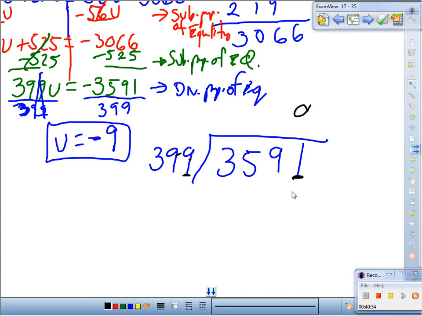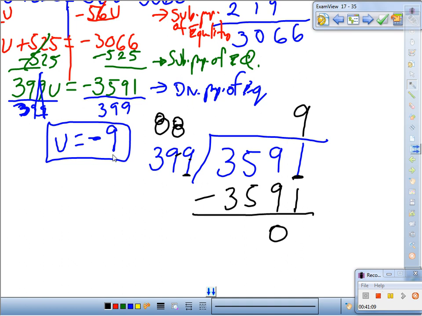What is 9 times 9? 81. I carry 8. 9 times 9, 81, plus 8, that's 89. I got 8 again. 3 times 9 is 27, plus 8, that's 35. Subtract, that's 0, and that's what you get.